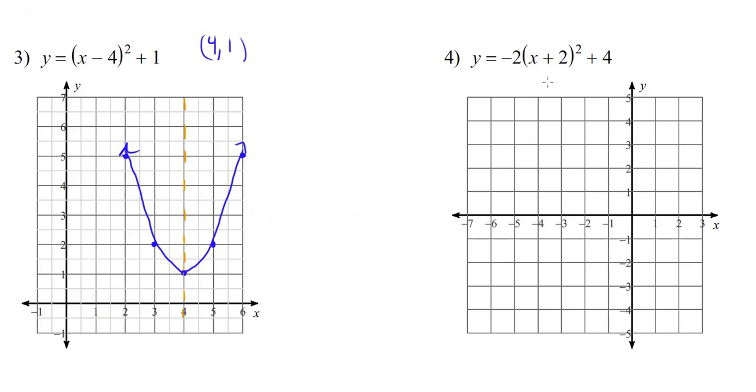All right, now on to our last example here. Once again, this is vertex form, very easy to find the vertex. The opposite of this number is going to be negative 2, comma this number. So our vertex is at the point (negative 2, 4), and that's going to be right here. Remember that this is also the axis of symmetry.